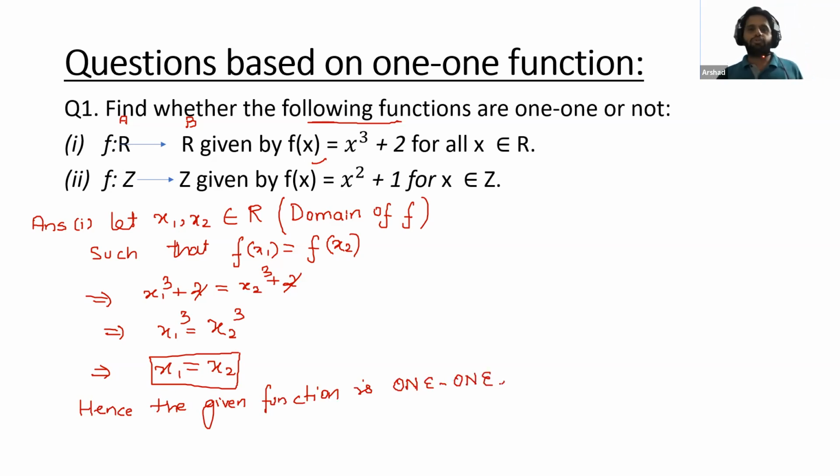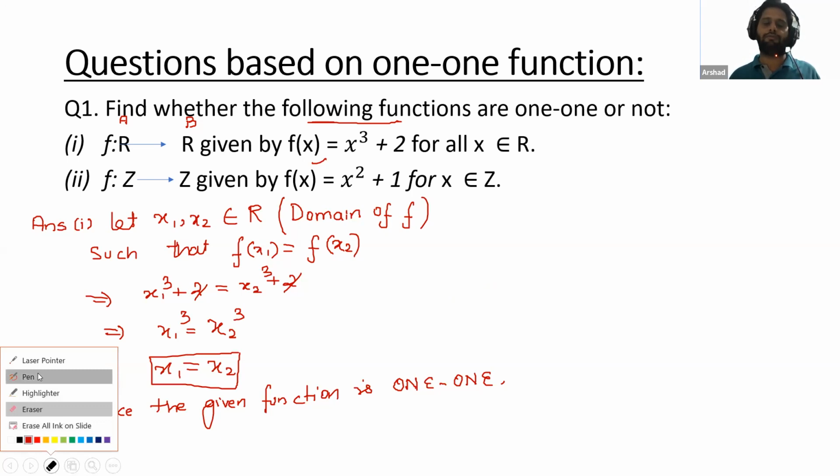So in one-one, what you need to do, first of all, assume the value, put fx1 is equal to fx2, then apply the operation. If you are getting x1 is equal to x2, then you will say that the function is one-one. If you are getting two values, for example x1 is equal to plus minus x2, then you will say that this is not one-one. If we are getting two values, then we will say that this is not one-one.